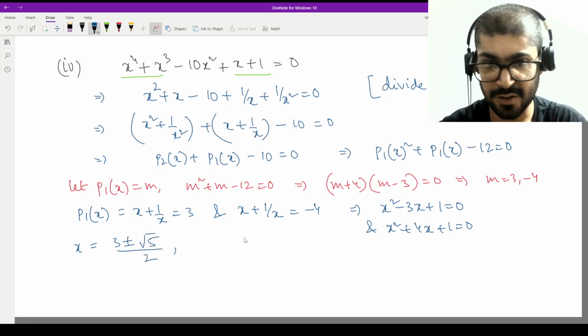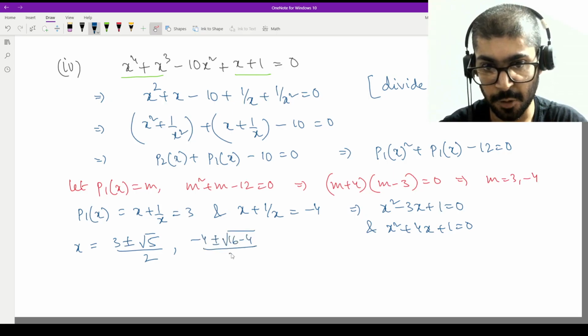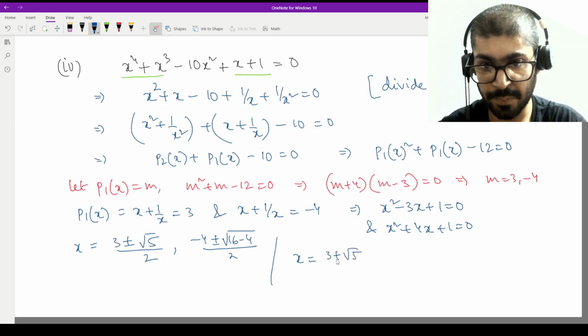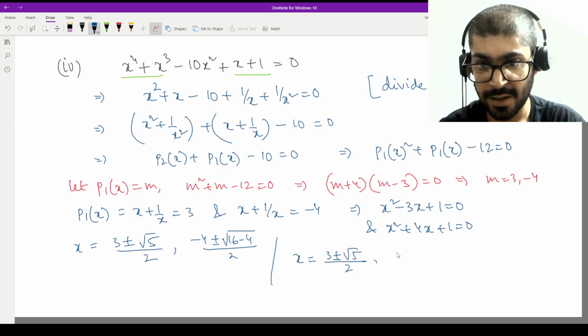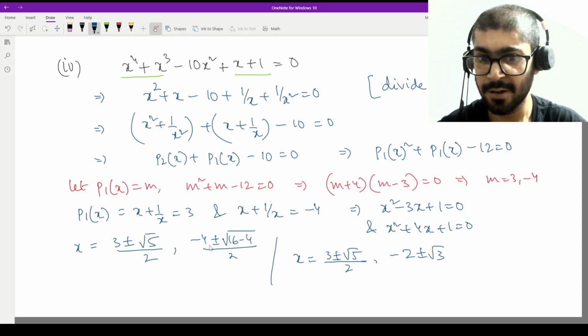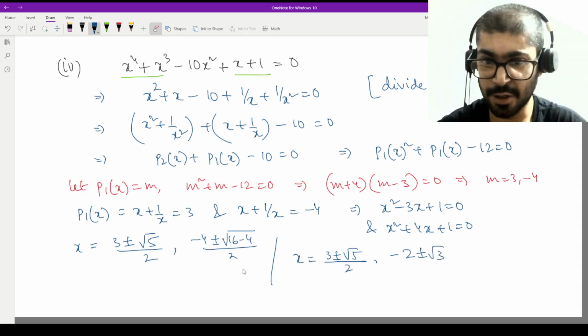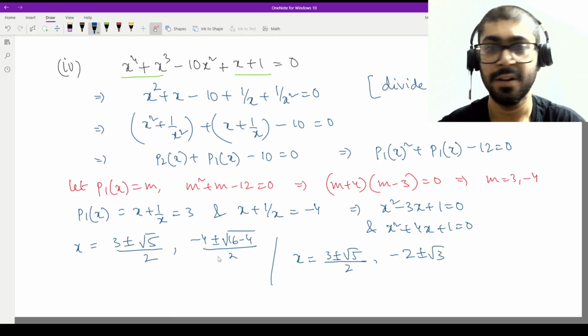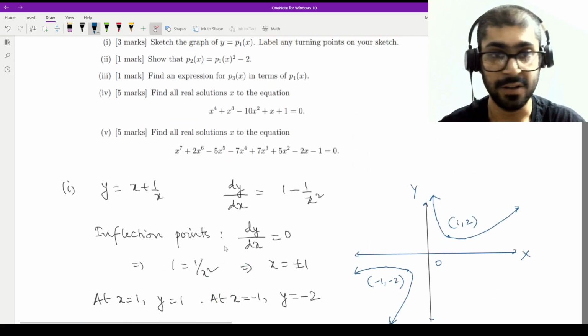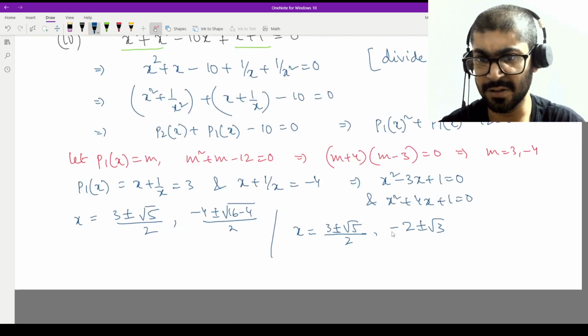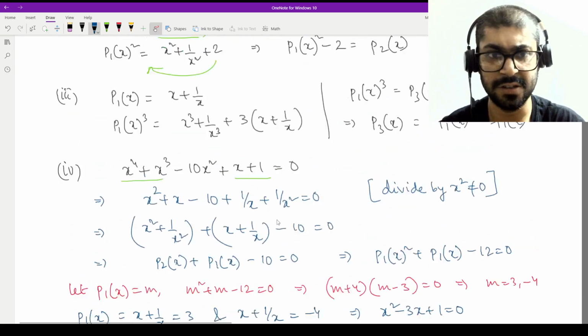And this one is minus b. So minus 4 plus minus root over of 4 square, 16 minus 4, 12 by 2. Now root 12 is 2 root 3. So I can simplify this as x equal to 3 plus minus root 5 by 2 for the first one. And then this is minus 2 plus minus root 3. How? Because minus 4 plus minus 2 root 3, I can divide by 2, and this gives me the solution of the fourth part. Find all real solutions. Now these are all real, so I have 4 solutions in total.